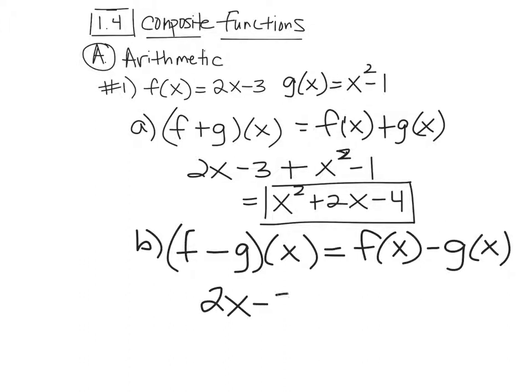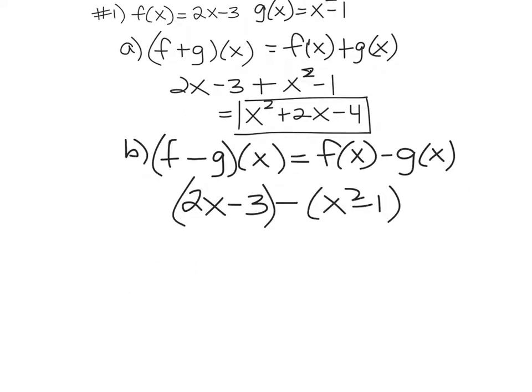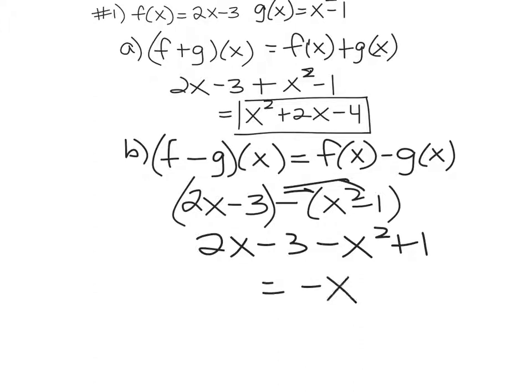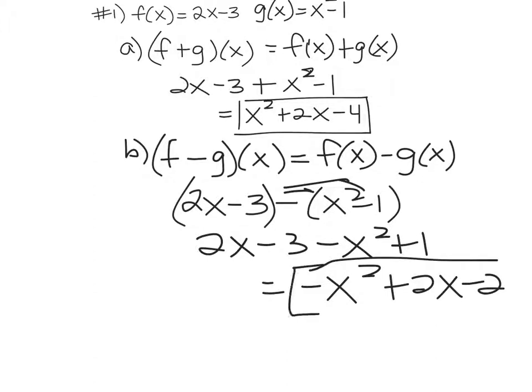Yes, distribute. I know. I saw you do it like that. All right, 2x minus 3 minus all of x squared minus 1. And you can put both of those in parentheses if you want to. We're taking function f and subtracting function g. And so you have to distribute the minus. Okay? So we get 2x minus 3 minus x squared and then plus 1. So don't forget to do that on your quiz. And so we'll get negative x squared plus 2x minus 2. And that would be it.